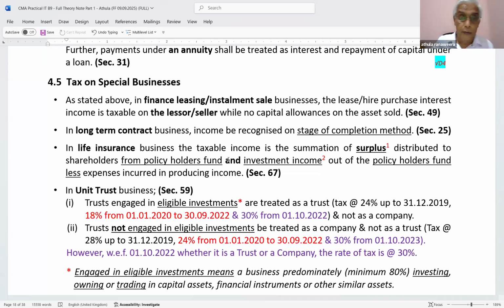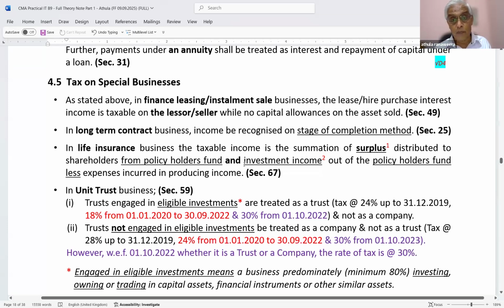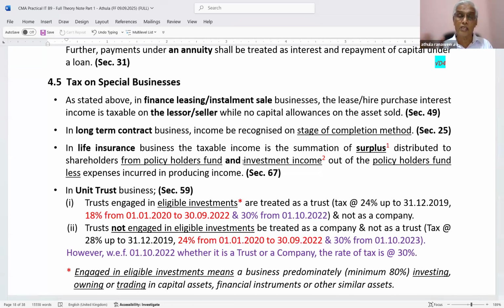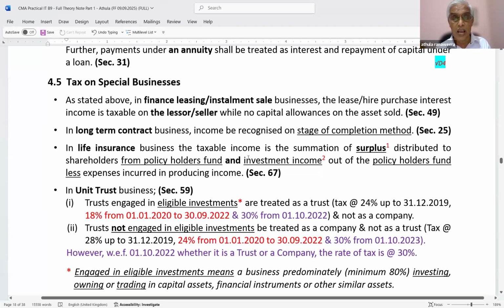Right. Now, this investment income, whether they declared a dividend or not, is a taxable profit. Now, the word "and" in the law is a little bit misleading. These two are two independent things.